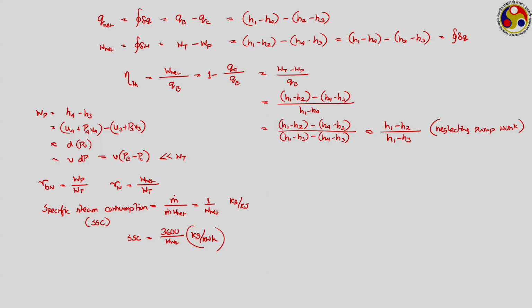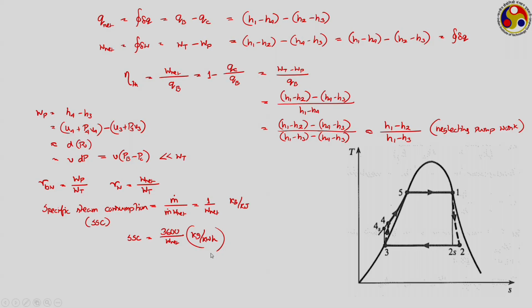Now, whatever analysis we have done is assuming an ideal cycle, that is, no irreversibilities. But practically, as we have seen for gas turbines, we can have irreversibilities during both expansion and compression processes. As shown here, if we have isentropic expansion, then we should have reached point 2s, but because of the presence of the irreversibility, we have actually reached point number 2.